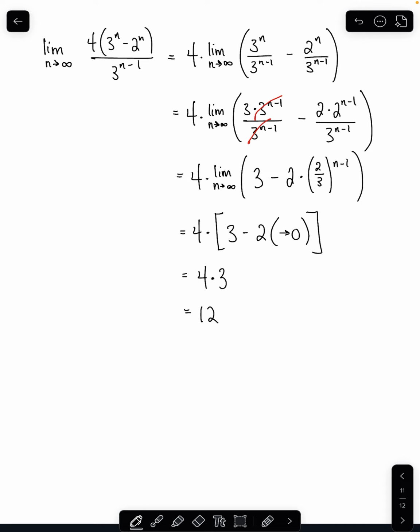I think you can agree, though, that the formula a over 1 minus r is considerably faster than what we did here. And that numerator, 4 times 3 to the n minus 2 to the n, is not an obvious expression to come up with. So certainly this is not the most obvious thing. The geometric series formula, a over 1 minus r, is certainly better.